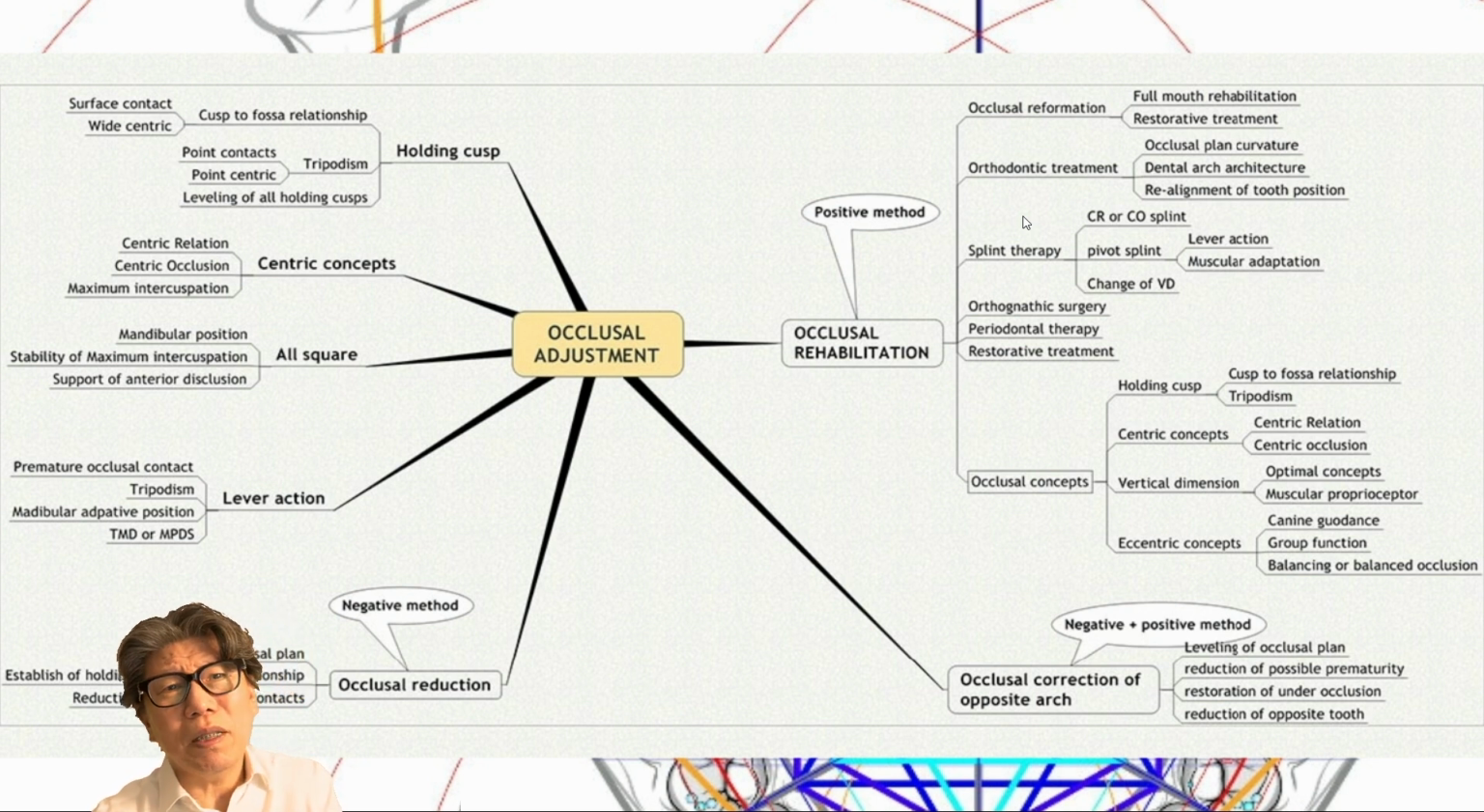If only the vertical dimension is altered, the patient's symptoms significantly improve. I use occlusal splint therapy diagnostically to first analyze the symptoms. It is a simple prescription aimed at alleviating the symptoms. If occlusal splint therapy is effective, then proceed with full mouth rehabilitation or orthodontic treatment. And if there is a jaw problem, orthognathic surgery must be performed.